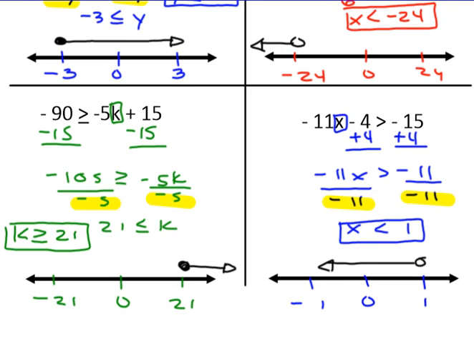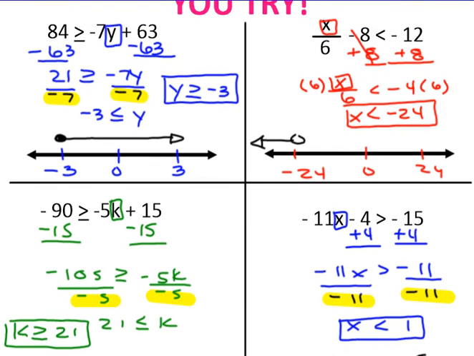Alright, if you're not done, go ahead and hit pause, and if you are done, let's go ahead and go over it. So for the first one, you should have gotten y is greater than or equal to negative 3, closed circle over the -3, arrow going to the right. For the second one, x is less than -24, open circle over the -24, arrow going to the left.